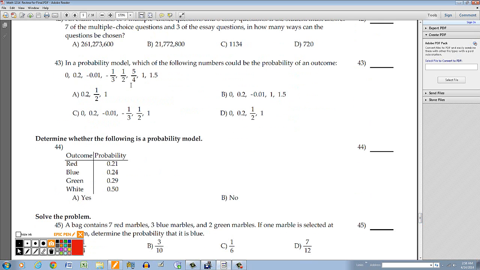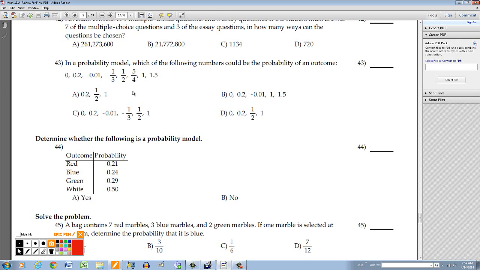Number 43. In a probability model, which of the following numbers could be the probability of an outcome? Remember that a probability value has to be a number between 0 and 1. You cannot have a number larger than 1. You cannot have a number less than 0. You can have a probability of 1, which means the event is certain to occur. And a probability of 0 means the event is not going to occur. So simply select the ones that fall between 0 and 1.